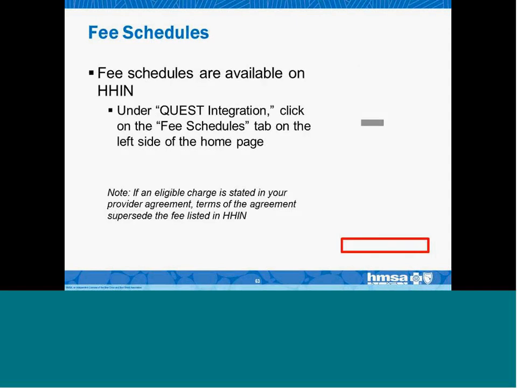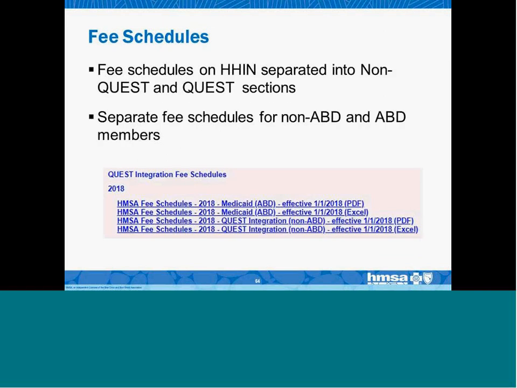Quest Integration fee schedules are available on HHIN. If you recall, this is a secure, password-protected website. You will log in using your credentials to view the fee schedules. Under Quest Integration, click on the Fee Schedules tab, and these include the most frequently billed services. HHIN has sections for Quest and non-Quest members. Under Quest, there are separate fee schedules for ABD and non-ABD members. Just as a reminder, ABD stands for Aged, Blind, and Disabled, so when you're looking at the fee schedules, keep that in mind.